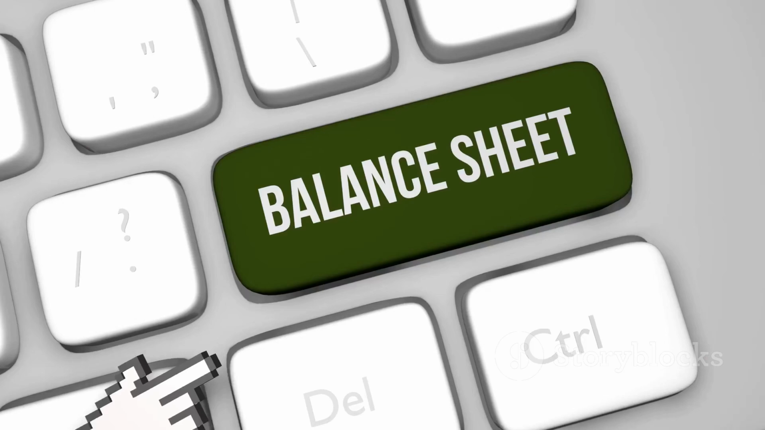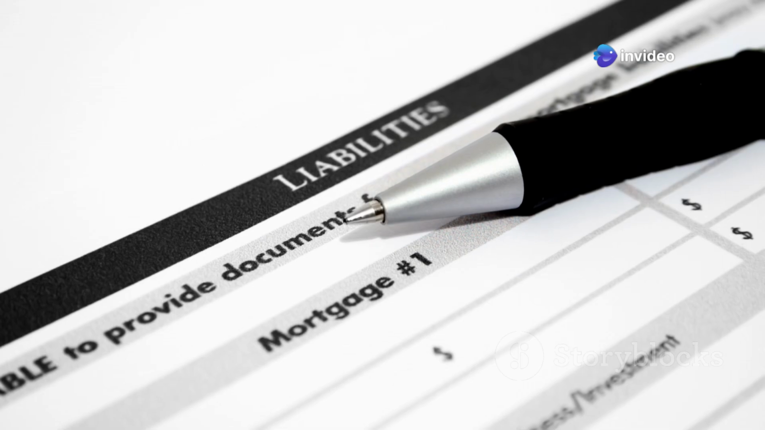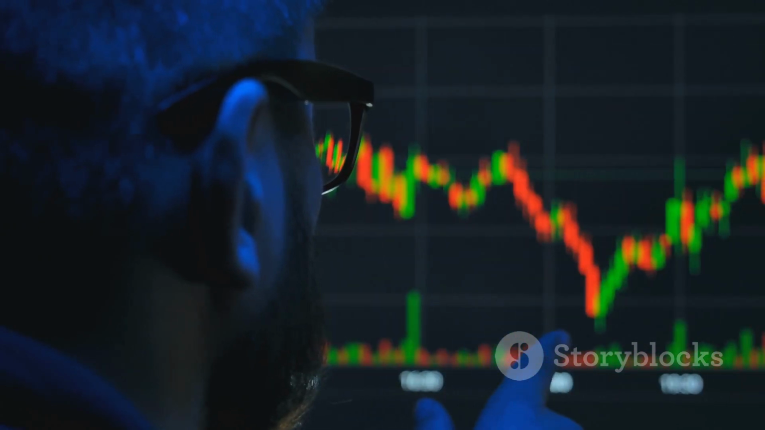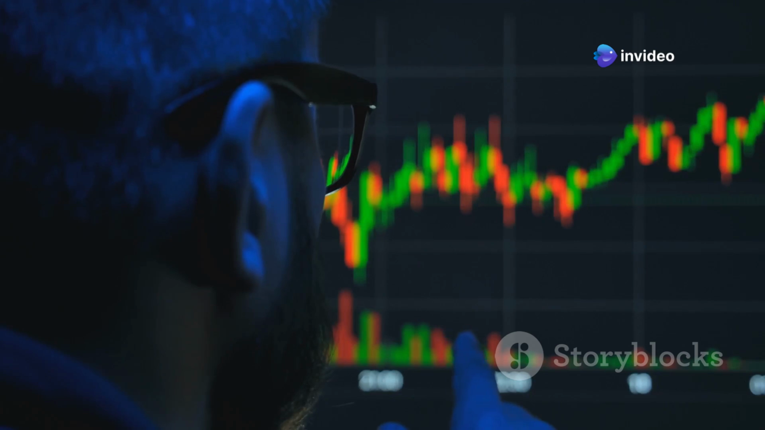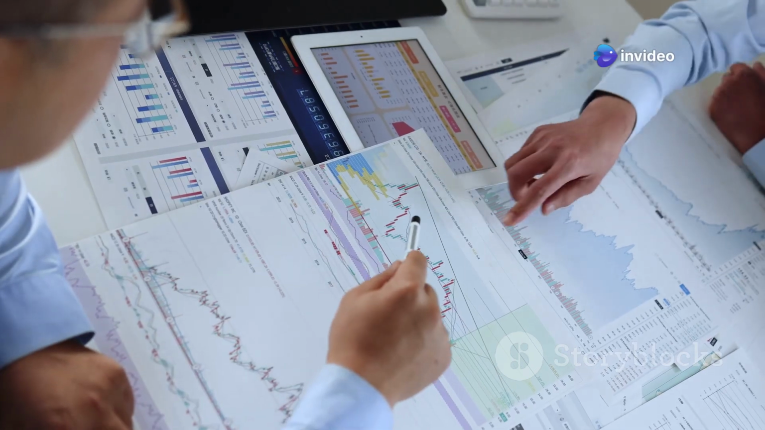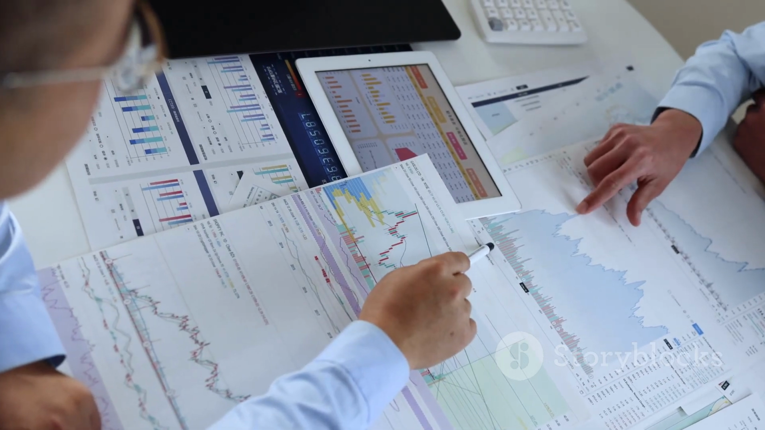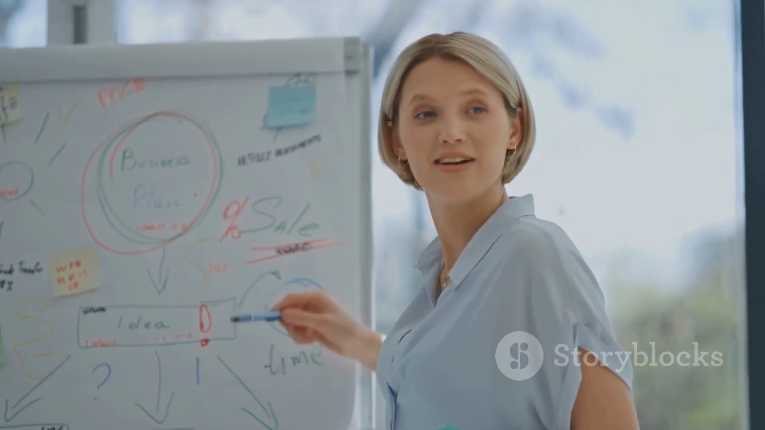In essence, the balance sheet tells you what a company owns, which are its assets, what it owes, its liabilities, and the value of the owner's stake in the company, known as equity. By carefully examining these three components, you can gain valuable insights into a company's financial strength, liquidity, and overall risk profile. Whether you're a seasoned investor or a business student just starting, a firm grasp of the balance sheet is essential. This guide will equip you with the knowledge and tools to confidently navigate this crucial financial statement.